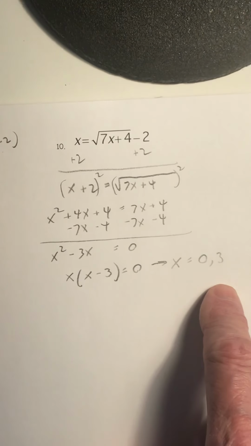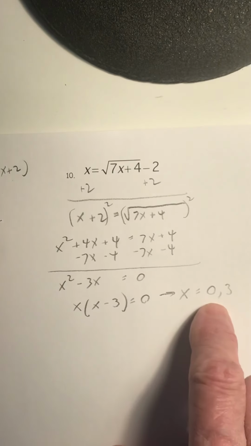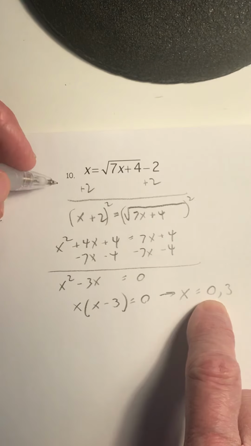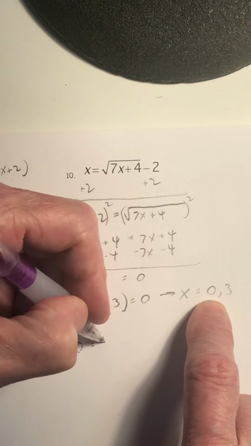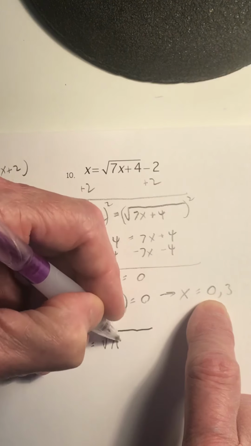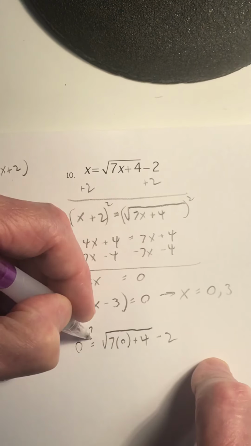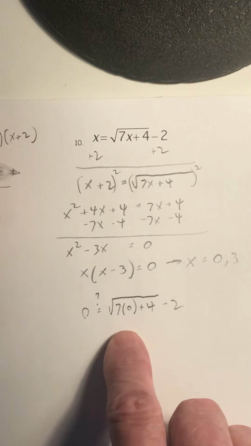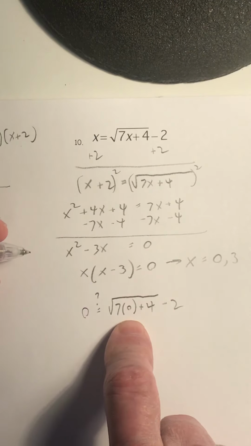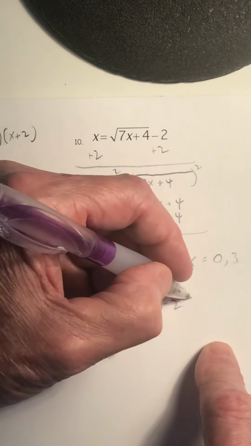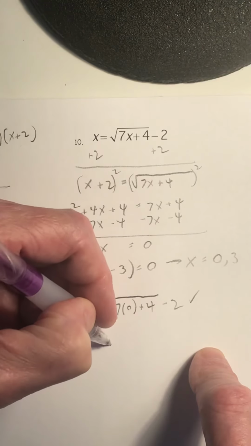Now, do they both work in our original equation? Well, let's see. If we plug in the 0, it would say 0 equals square root of 7 times 0 plus 4, subtract 2. True or false? It's true, because 0 plus 4 is 4. Square root of 4 is 2. 2 take away 2 would be 0. So that checks out.